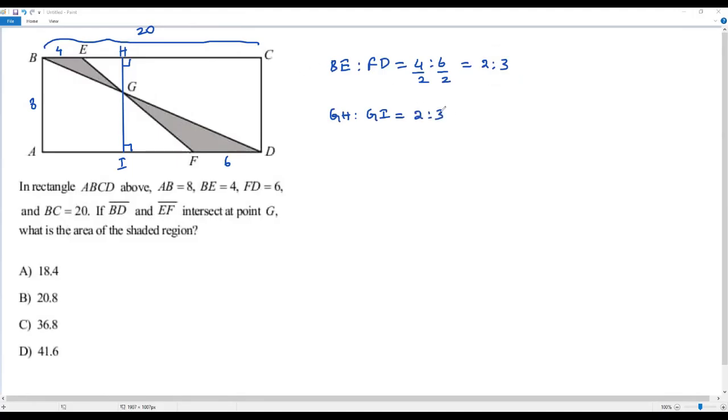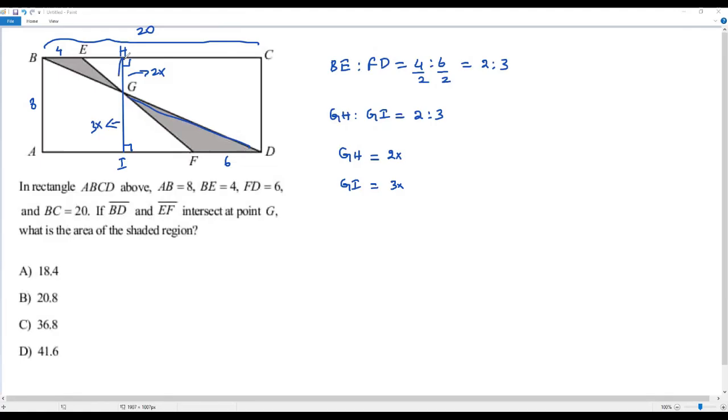Now, from the terms of this ratio, we can get the actual length of GH and GI. To get the actual length of GH and GI, we have to multiply the terms of this ratio by the same non-zero number, say x. When I multiply this 2 by x, I am getting 2x. 2x is the actual length of this GH. And when I multiply this 3 by the same non-zero number x, I am getting 3x. 3x is the actual length of this GI. Here I got the heights of the two triangles. That is, GH is the height of the first triangle, its length is 2x. And GI is the height of the second triangle, its height is 3x.